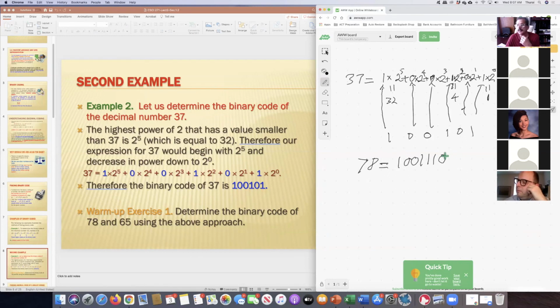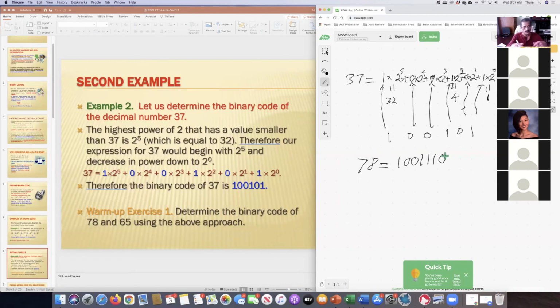1001110. Do others have the same thing? Anybody else? I agree. Okay, all right, so that sounds right. An even number has a 0 at the end. Sounds right. So I'm going to move on because I have already explained how to do this.